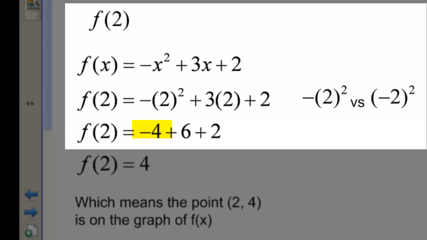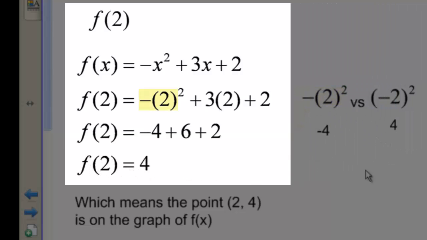So please be careful when you note the difference between the opposite of 2 squared and then the quantity of negative 2 squared. The first is negative 4. This would yield a positive 4. Again, in the first case, the negative is not being squared. In the second case, the negative is being squared. So please be careful, because if you type it in your calculator wrong, the calculator only knows what the user puts in.